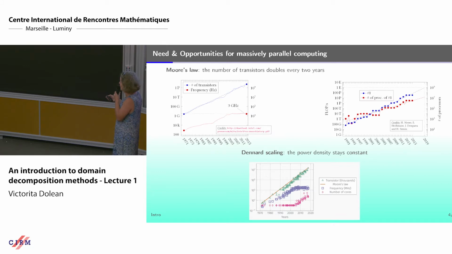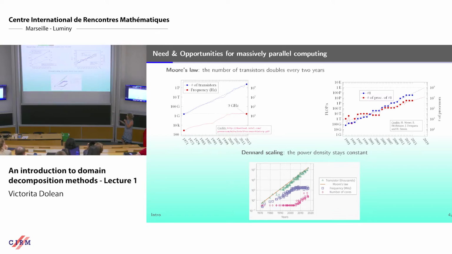That means every 18 months the number of transistors in a computer doubles, right? Usually with nanoscale, the power density stays constant. But the problem is that as of 2005, this Moore's law broke. The clock speed of the transistor stalled at 3 gigahertz, right?